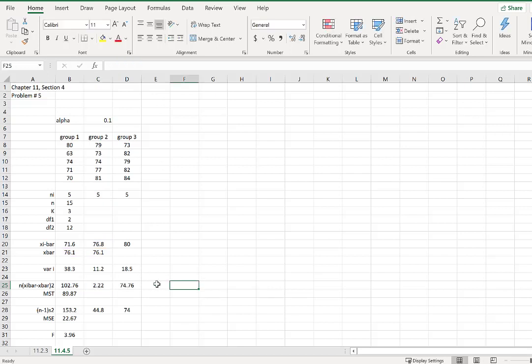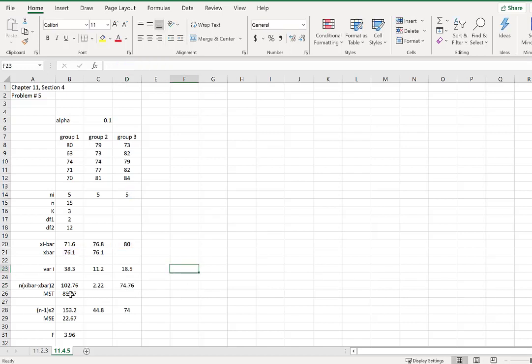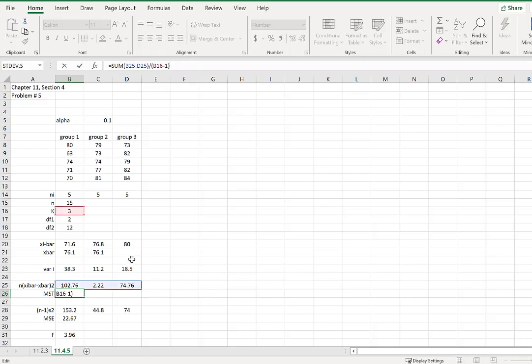Ni times x bar i minus x double bar, so for group 3, the group 3 mean minus the overall mean. Squaring that gives me that value. Then for my overall MST, my mean square for treatment, I'm going to sum all those numerator pieces: n1 times (x1 bar minus the overall mean) squared, plus the rest of those pieces, which is that first row, the row just above where I am in blue. So summing each of those.